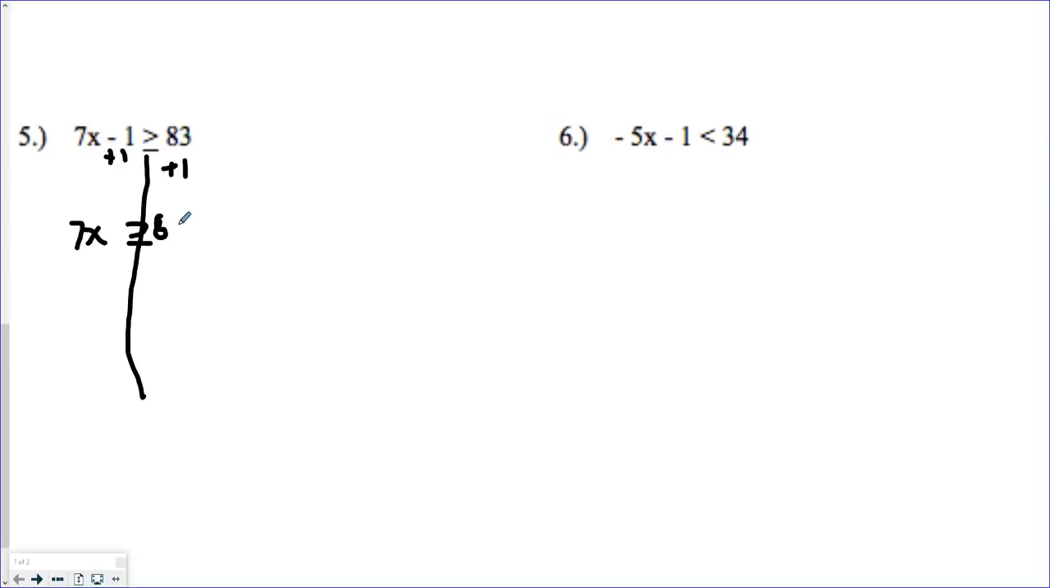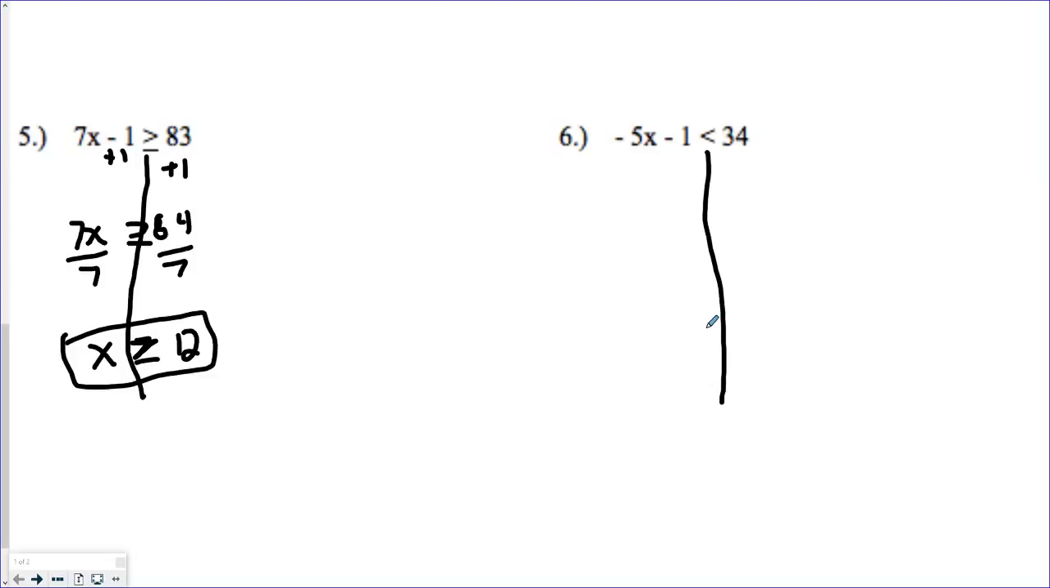Notice how I keep the same symbol I have at the beginning. And then I still get rid of the 7 by dividing it because it's being multiplied to the x. And I get x is bigger than or equal to 12. And there's my answer. So in this case, nothing's different except I just keep the symbol in the middle rather than the equal sign. By the way, don't accidentally change it to an equal sign because some people do, because it is very similar to solving an equation. Make sure you keep it the same symbol it has been. Now, the next one's the one with the trick in it.